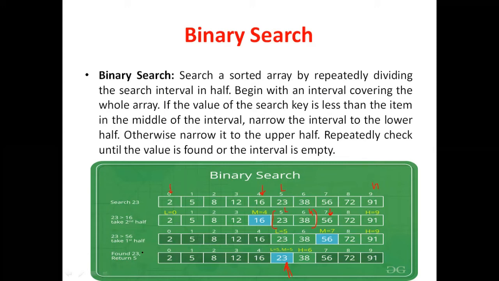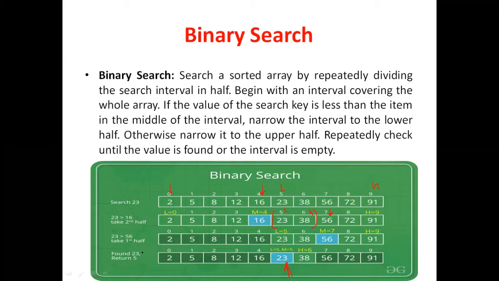Always you have to find out the middle element. Check your search key value with the middle element. If it is present, your search is successful. If it is not, then check whether your search key value is greater than the middle element or less than the middle element. So if it is greater than the middle element, it means that high will be the same, your low will get changed.